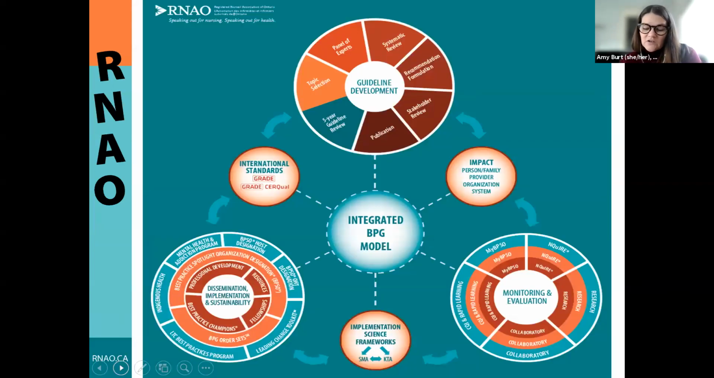As mentioned, a signature program of the RNAO is the Best Practice Guideline Program, which includes 3 integrated pillars of guideline development, guideline implementation and sustainability, and guideline monitoring and evaluation. These pillars inform one another and work in sync to improve outcomes for persons receiving care, providers and organizations and systems. During this webinar, we will mostly be focusing on the pillar of guideline development. In webinar 2 of this series, we will focus on the implementation and evaluation pillars.